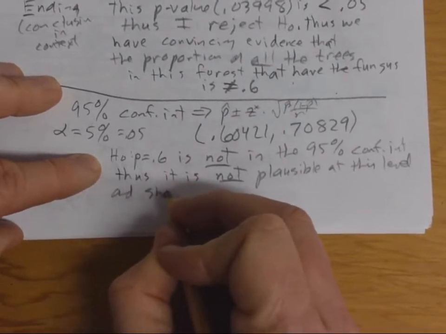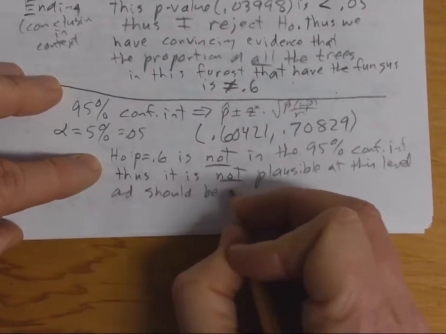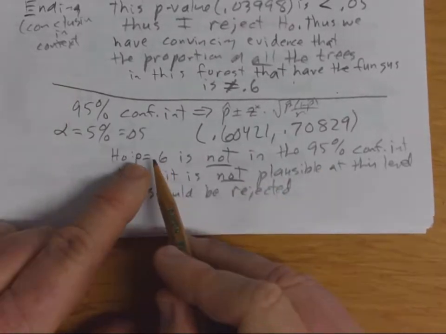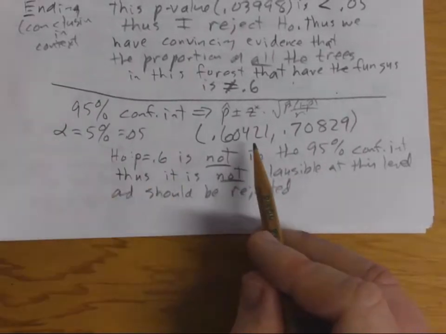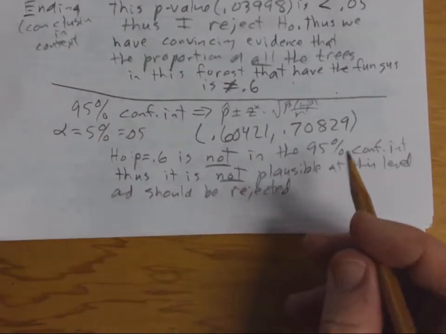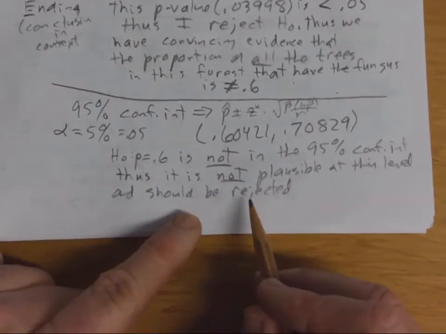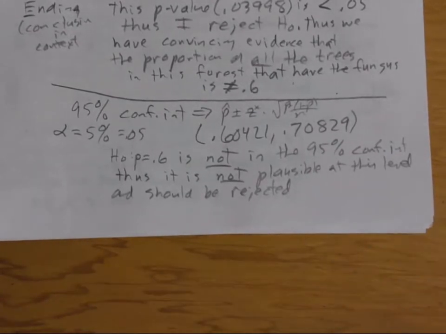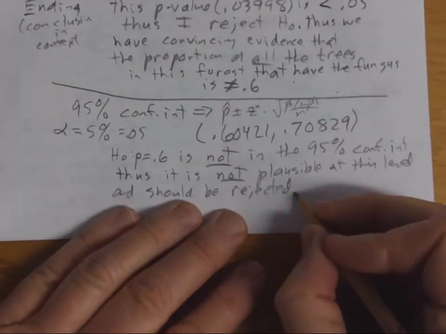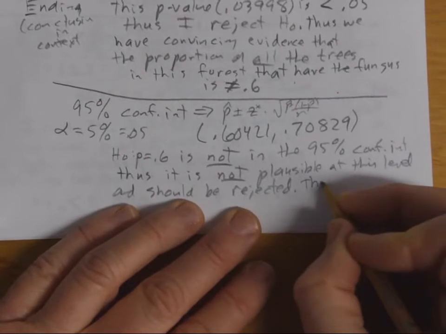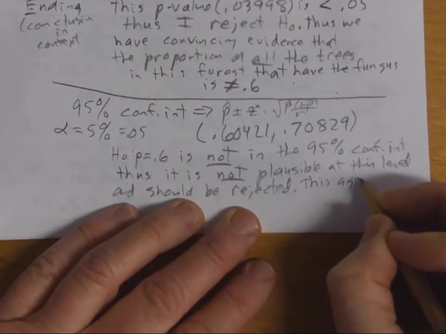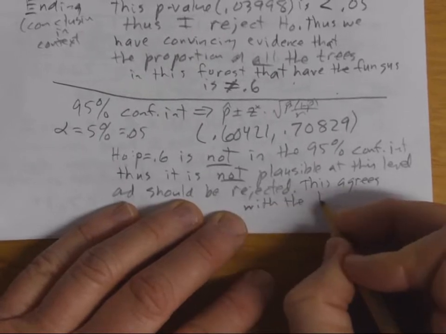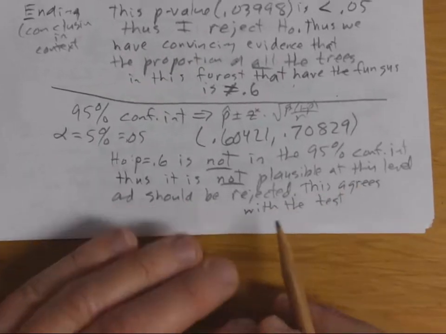and should be rejected. It doesn't mean it's wrong. It doesn't mean we can say, well, we're 100% sure it's wrong, because everything we're doing here is based on sampling and estimation. It's saying that we're going to reject it. We don't think it's true. It's not a plausible value. It's a possible value, it's just not plausible. And this agrees with the test above, because we got a p-value below 0.05.